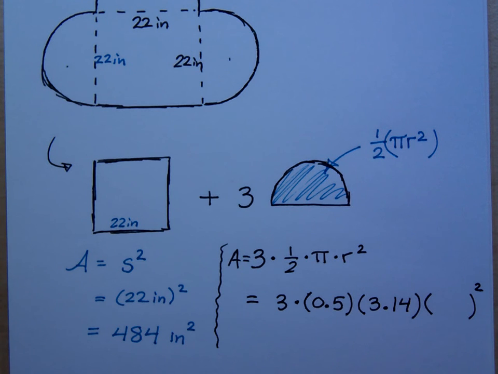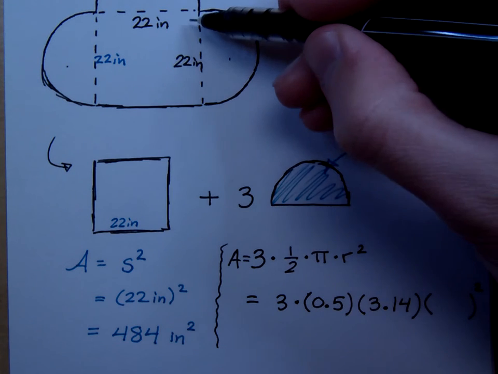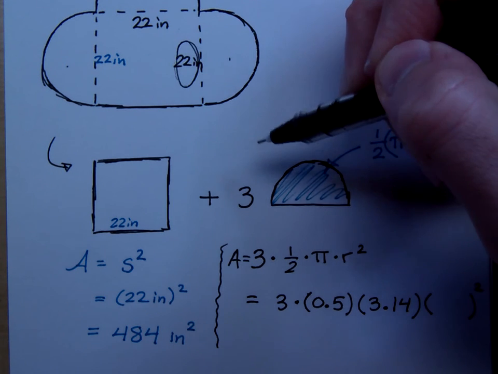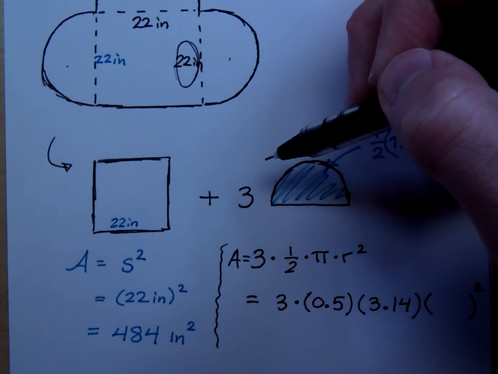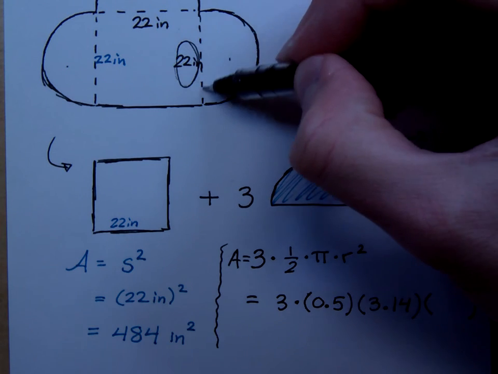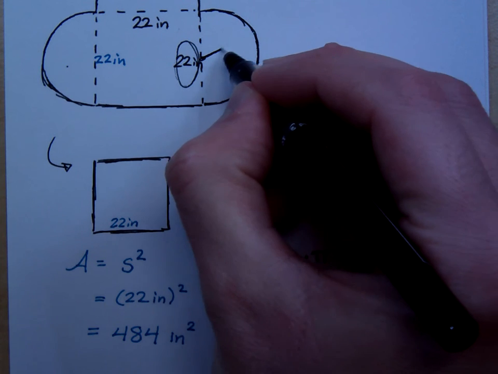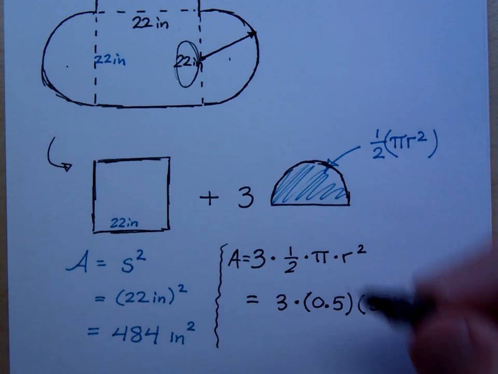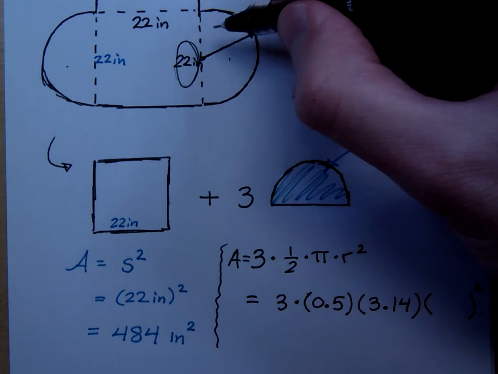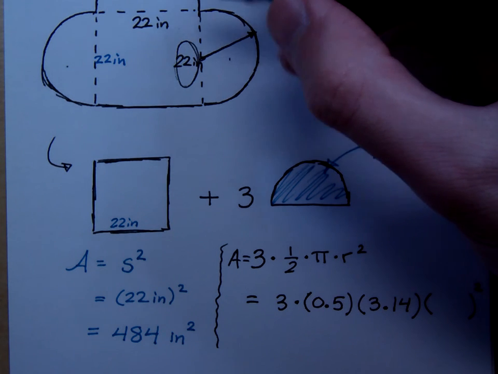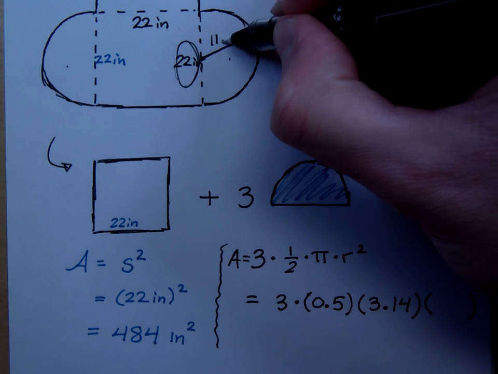Well, let me ask you this. Going back to the radius. Did I give you the radius? No. What did I give you? What description, what characteristic of the circle did I give you in the diagram? What is this 22? That's the diameter, right? That's the distance across the whole circle. But what is just the radius? Right, it's half of that, which is what? This is just 11 inches.